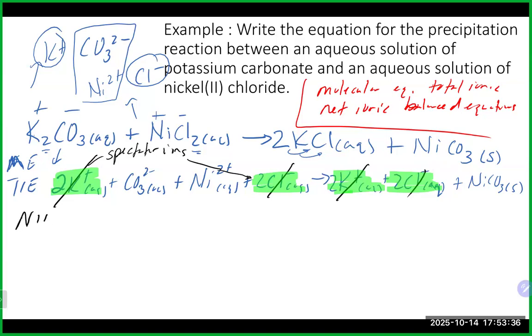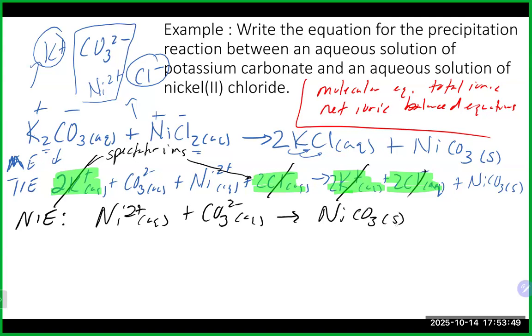So our net ionic equation here would be our nickel, which is going to come together with our carbonate, and we're going to make a little NiCO3 solid over here, and that would be our net ionic equation. So a reminder that when you write these equations, anything that's an ion does need to have a charge written with it. Any questions on that there?